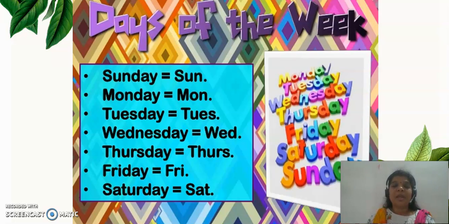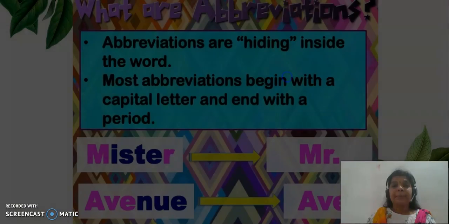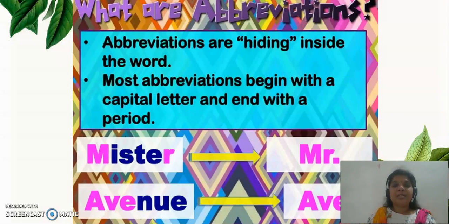Now, these are some of the examples of abbreviations that we use on a day-to-day basis. For Sunday, sometimes we write Sun, for Monday, we write Mon, for Tuesday, we write Tues. So abbreviations are hiding inside the word, as you can see over here. For Mr., we write MR. For avenue, we write AVE. For doctor, we write DR. Generally for PhD also, Doctor of Philosophy, we write PH.D.